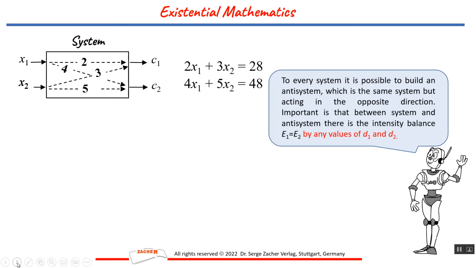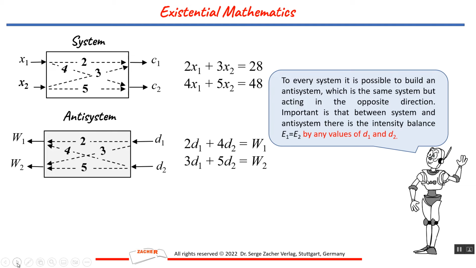To every system it is possible to build an anti-system, which is the same system, but acting in the opposite direction. Important is that between system and anti-system there is the intensity balance E1 equals E2 for any values of D1 and D2.